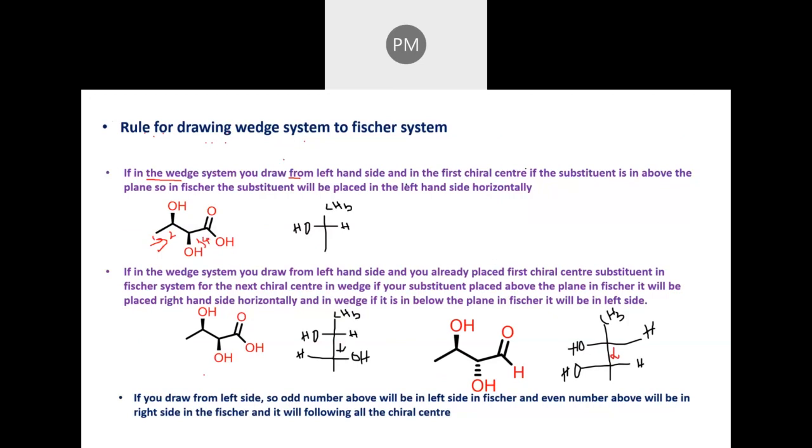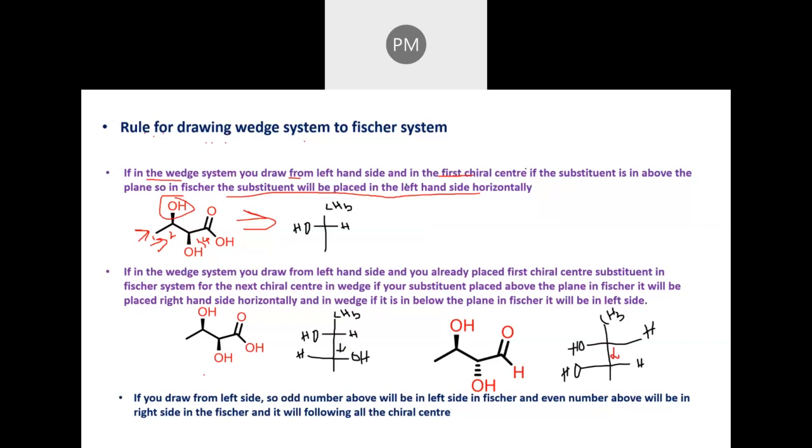If we give the numbering from the left hand side, this one is the first chiral center, and if the substituent is above the plane, then in Fischer we directly place this OH in the left hand side. So we have to remember: we start the numbering from the left hand side, and if the substituent on the first chiral center is above the plane, in Fischer it will be on the left hand side.